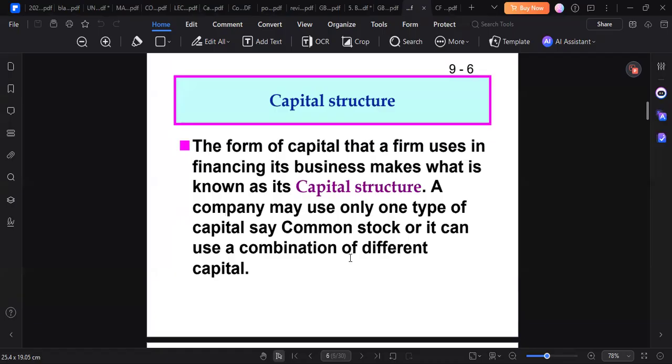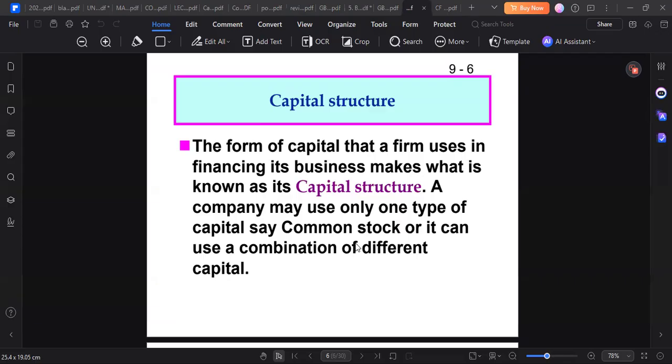A company may use only one type of capital, say common stock, or a combination of different capital. So capital structure is simply the mix of these different forms of capital. You can use preferred stock, debt, equity. Think of it this way: the goal of the manager is to increase the size of the pie, or the total value of the firm. The capital structure decision is how you slice the pie.